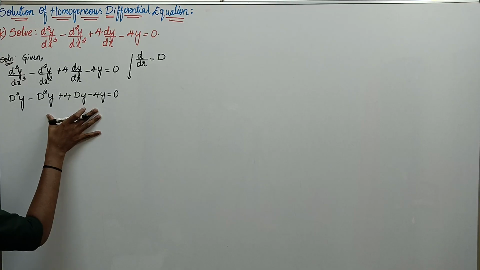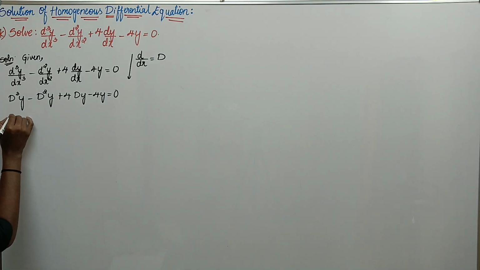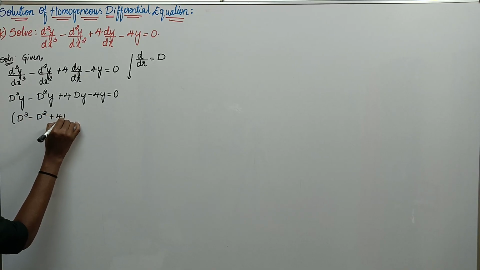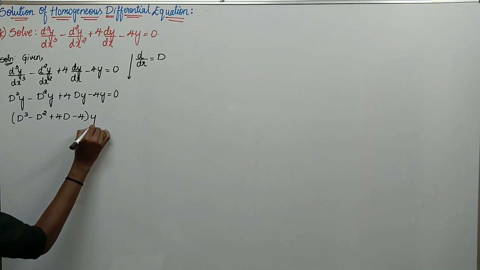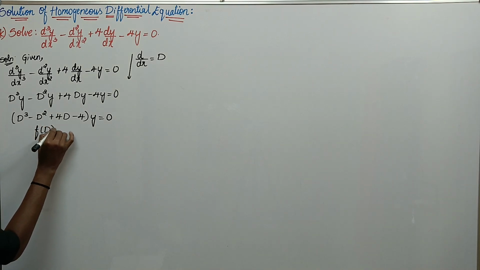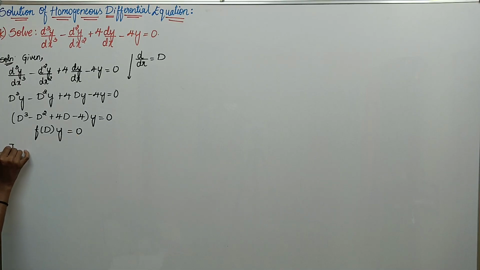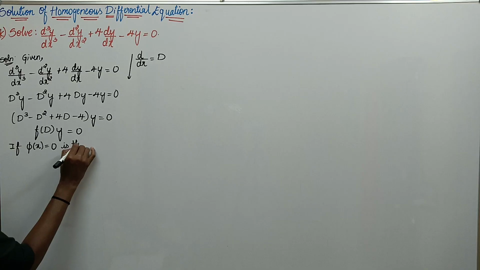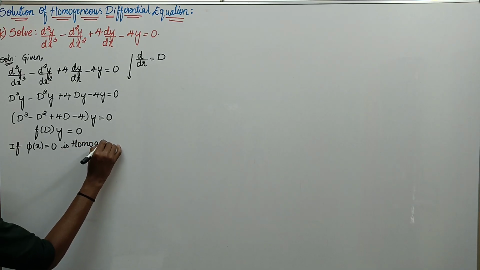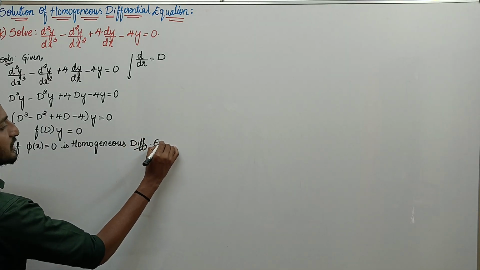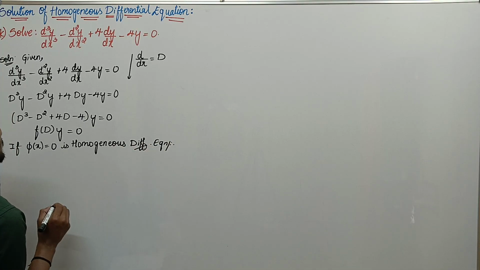In this, in all the terms we have y as common. So what I am going to do: (D cube minus D square plus 4D minus 4) y equal to 0. Now, this is of the form f of D into y equal to 0. I have told you before, if phi of x is equal to 0, then it is a homogeneous differential equation. Got the point? Homogeneous differential equation.